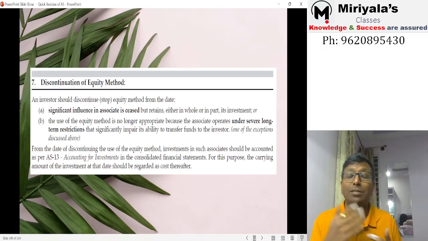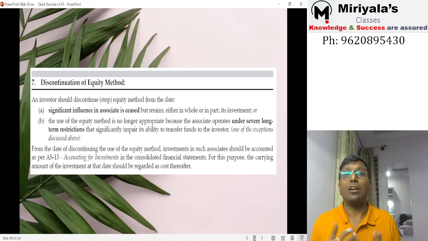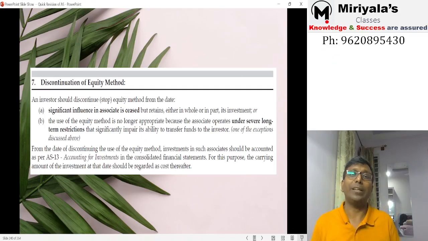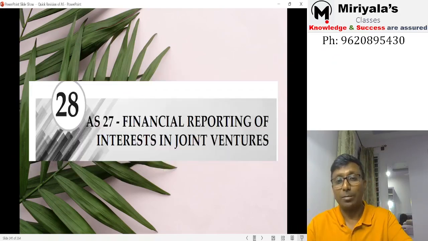Or, like in the Pakistan example I told you in accounting standard 21, you have severe long-term restrictions which impair the transfer of money. You are not able to get one paisa from the associate company. Under that circumstance also, you are not supposed to apply accounting standard 23. Under both circumstances you are supposed to follow accounting standard 13, investment accounting, as a current or non-current investment. That's it about this standard, my dear.